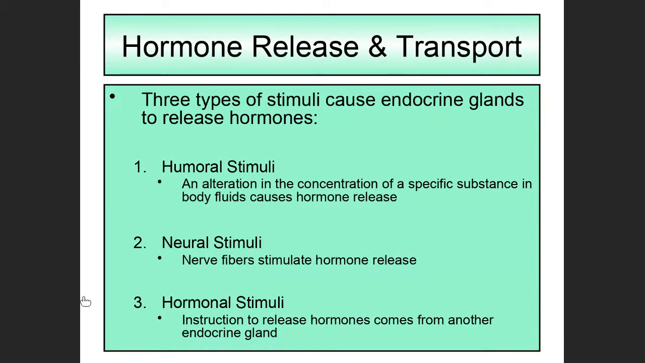So what I want to do with this particular slide is talk about what causes an endocrine organ to release its hormone, because endocrine organs are not always just producing hormone and releasing hormone into the blood. There has to be a stimulus that causes them to go about releasing hormone. So there are three different types of stimuli that will cause endocrine glands to release hormones. Some endocrine organs respond to one of these stimuli types. Others respond to other stimuli types.